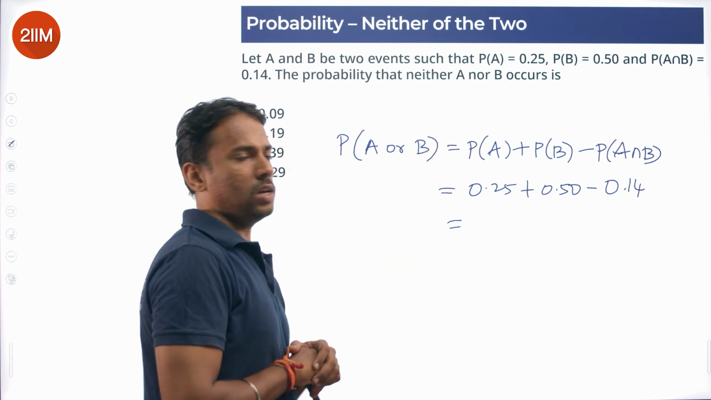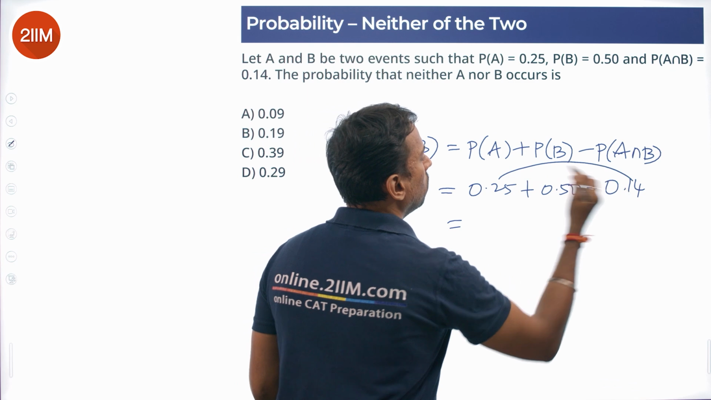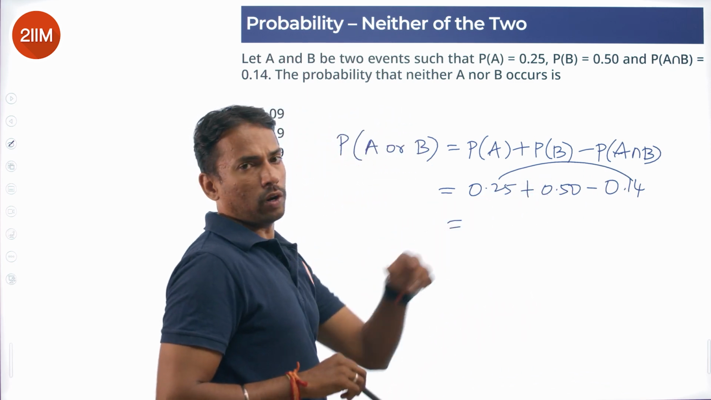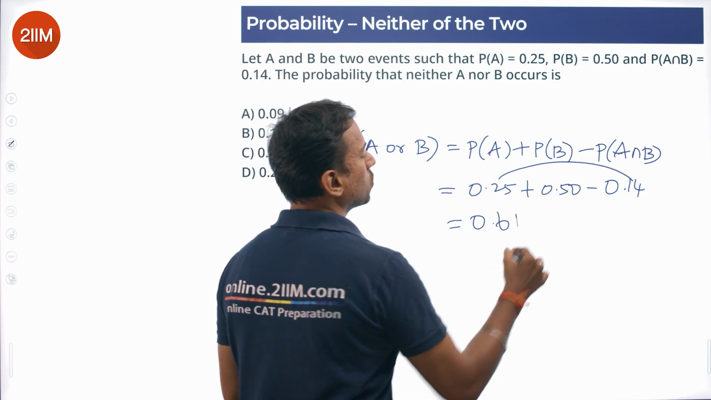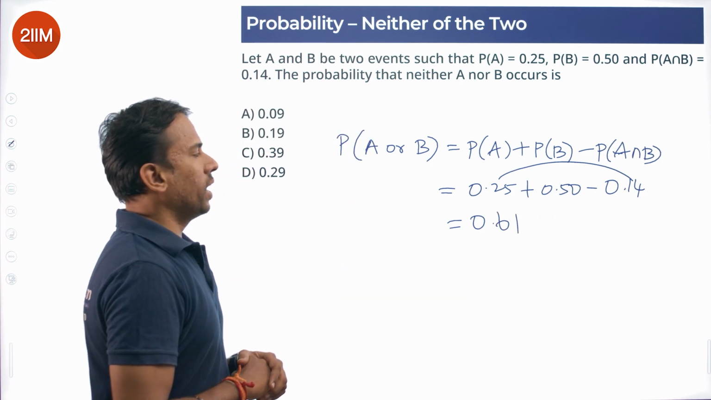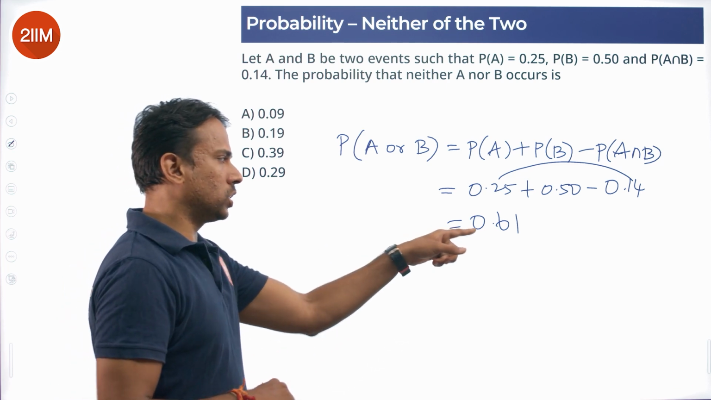So this is basically 0.25 minus 0.14, which is 0.11. That means we'll have 0.11 plus 0.50, which is 0.61. So either A or B will happen is 0.61.